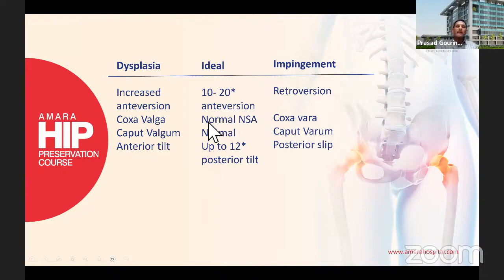Normal neck shaft angle is ideal. Coxa valga, again, can cause dysplasia. Coxa vara will cause impingement. Caput valgum, again, goes with dysplasia. Caput varum, like in a slip, will cause impingement.